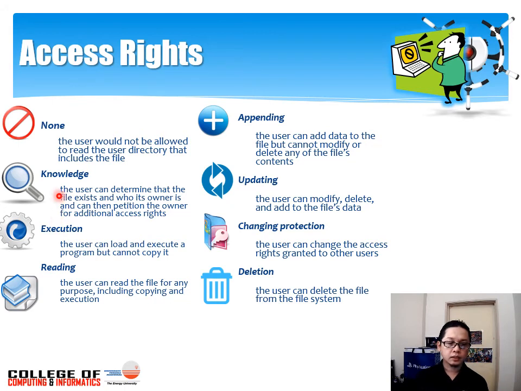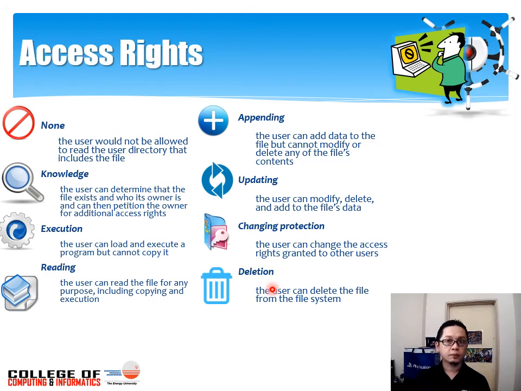So you give the knowledge access right, followed by execution, where the other user can actually execute the file inside the directory, and read the content of the file, append, meaning add information to the file, update the information in the file, change the protection if you are the owner of the file, and also delete the file if you are the owner of the file. So these are the types of access rights that usually can be managed by the user or the owner of the file, or even the operating system if it's given proper management rights.